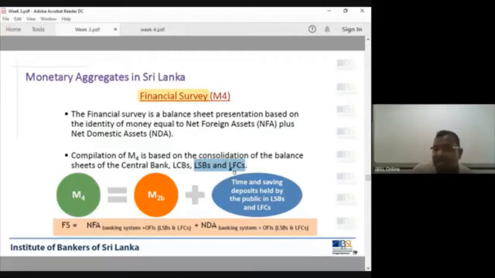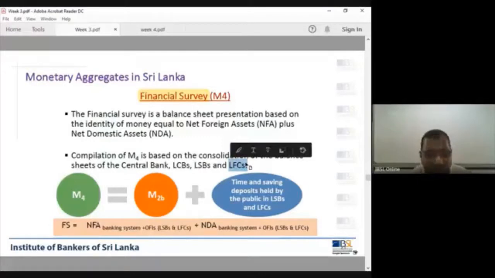And LFCs are what? Licensed finance companies. You are very familiar with the finance companies now. These days, a couple of finance companies were closed down. Some issues are going up with finance companies. So these licensed finance companies are also not accepting demand deposits, and they only have time and savings deposits. So to expand the money supply, we take that component as well.